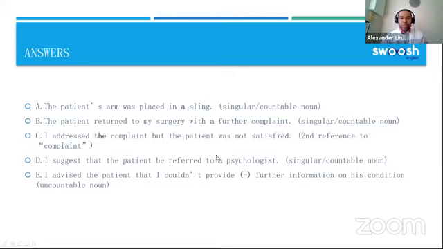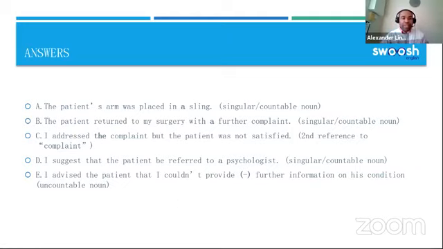D, I suggest that the patient be referred to a psychologist. So singular countable psychologist. Some of you said, I think Christina said the psychologist. It could be the psychologist if we know the specific psychologist we're talking about. So it depends a little bit in this case. If it's a specific psychologist, it could be the. If it's more general, if it could be any psychologist, then it would be a. So it would depend a little bit on the context here. So it could be a or the.